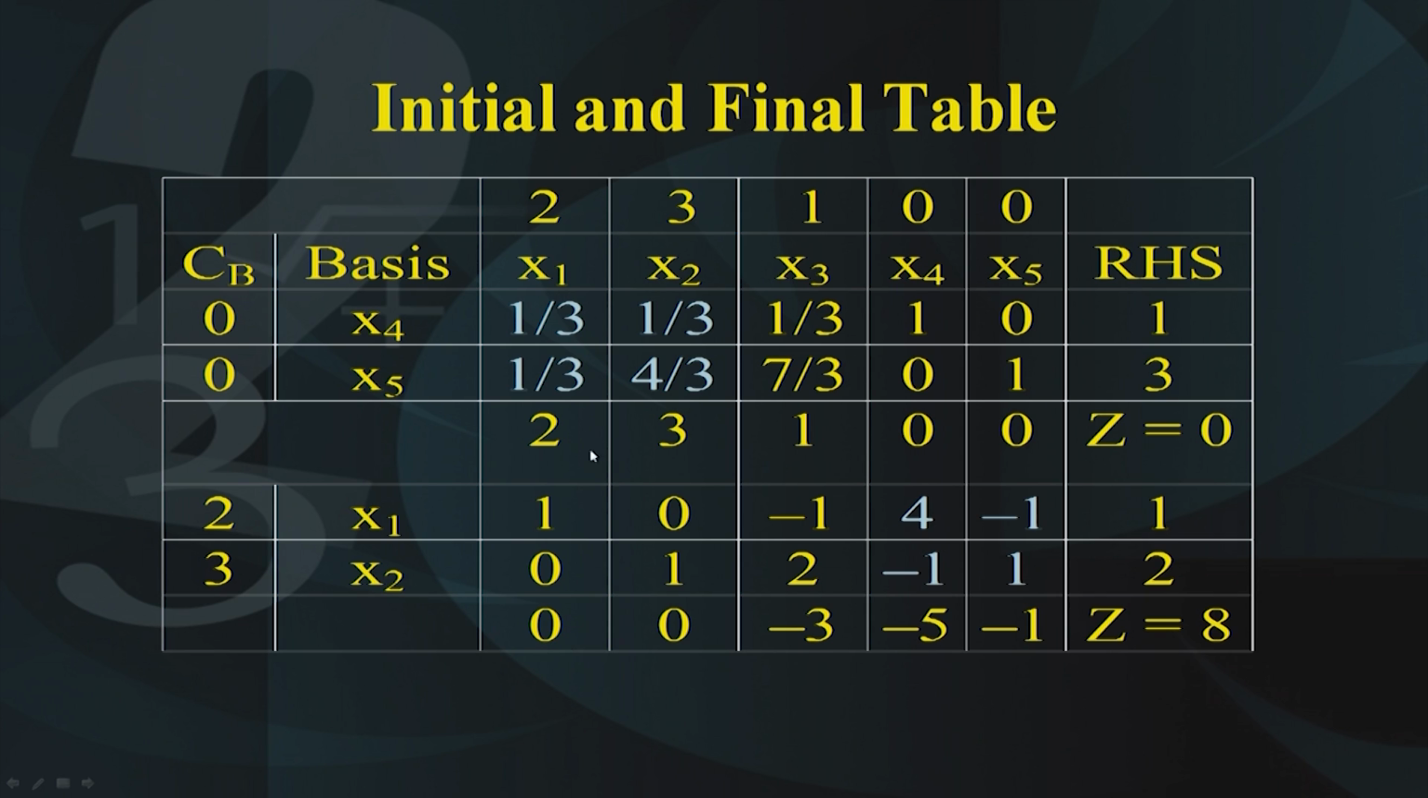And let us now calculate the deviation entries. 2 minus (2, 3) multiplied by (1, 0) is 0. Anyway, this is a basic variable, so straight away we can put these two entries as 0, and this entry is 1 minus (2, 3) multiplied by (-1, 2), which comes out to be -3. Similarly, this is -5 because it is nothing but 0 minus (2, 3) multiplied by (4, -1), which comes out to be -5, and similarly -1. Now, what do you find? You find that all the entries in this deviation row are either 0 or negative, and that means that this is the final optimum solution with an objective function value z = 8.